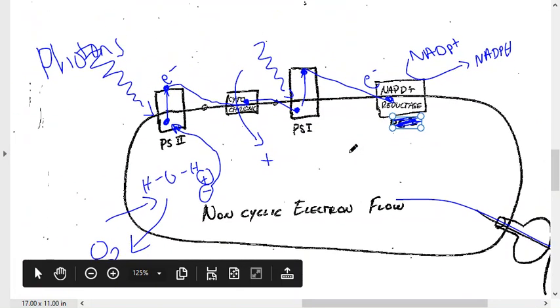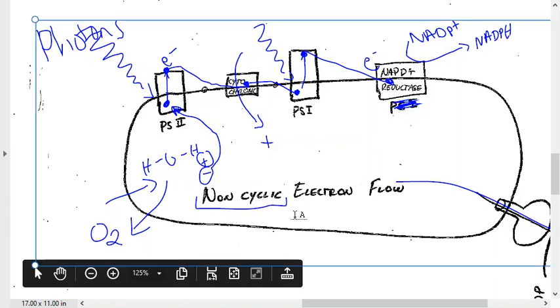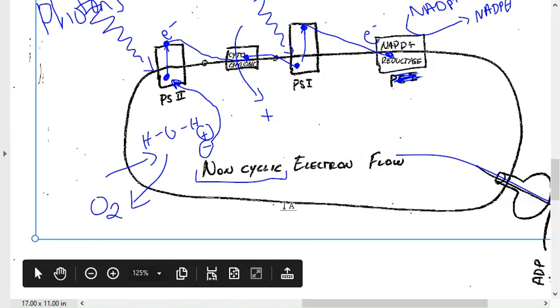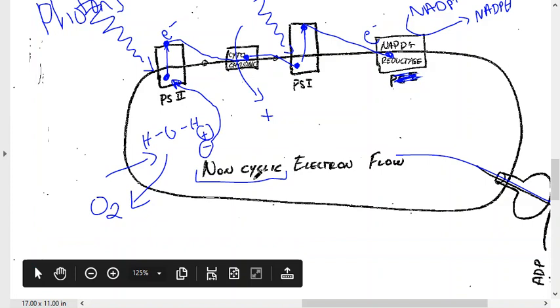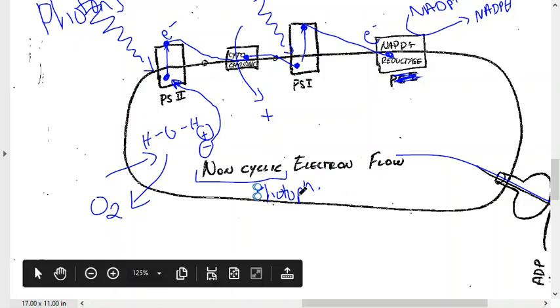This method that we've just gone over is called non-cyclic electron flow. It's also called non-cyclic photophosphorylation. Non-cyclic photophosphorylation is another name for it.